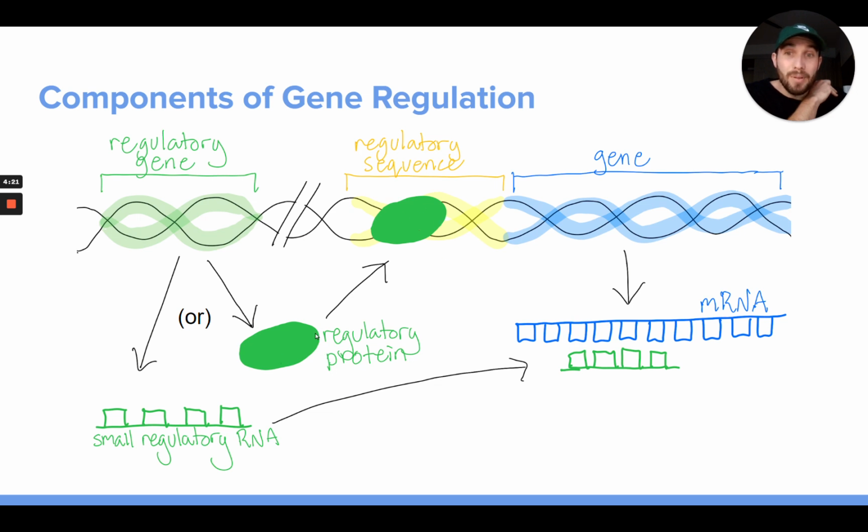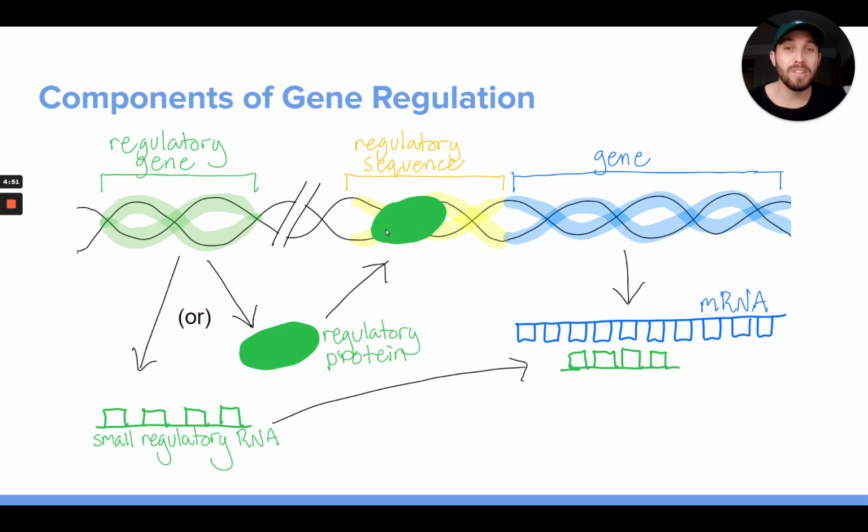And so in this example, this green protein here is able to bind to this sequence in your DNA, this regulatory sequence. So regulatory sequences are regions in your DNA that regulatory proteins bind to. Now, those regulatory proteins are coded by genes. There's a gene that has the instructions for these regulatory proteins, and we call those regulatory genes. So regulatory genes are just specific types of genes that have the instructions to build these regulatory proteins. And then those regulatory proteins will bind to your DNA.